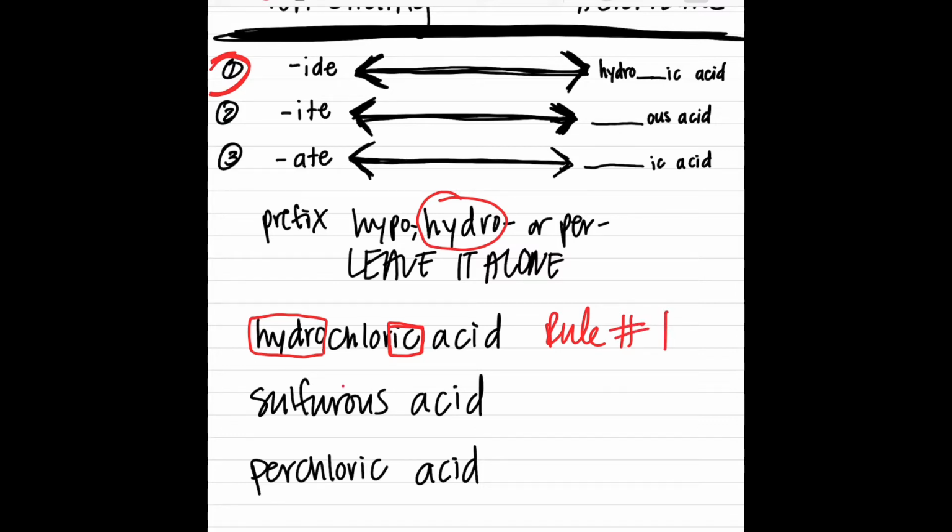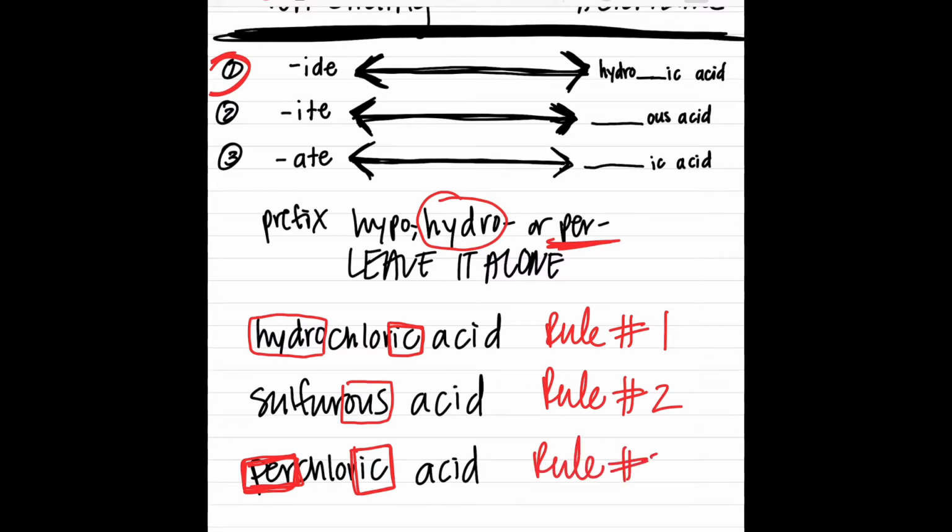All right, the next one. I'm looking at this ending here, ous acid. This is absolutely rule number 2. And then per, that's a prefix, just like I've got up here. And then I have the ic here. Now that per prefix can be paired with the ic acid, then that one's okay. But this per ending here, that's going to be rule number 3.